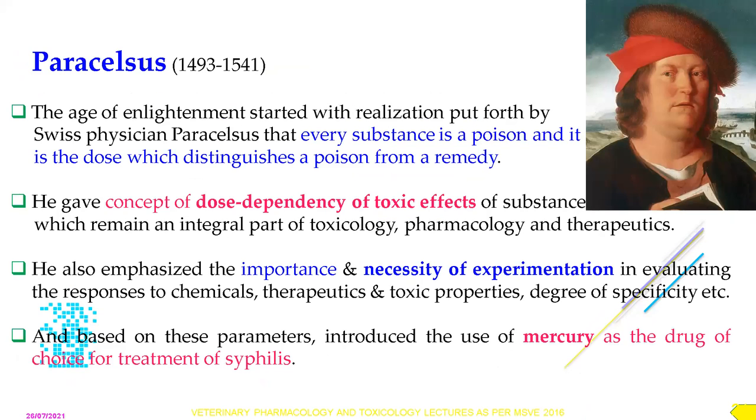Then comes the very famous account of the arrival of Paracelsus, 1493 to 1541 AD, the age of enlightenment. It started with the realization put forth by the Swiss physician Paracelsus. He said that every substance is a poison, and it is the dose which distinguishes a poison from a remedy. That is why this became the very famous statement which holds good till today. All the substances on this earth are poisons, and the dose differentiates a poison from a remedy.